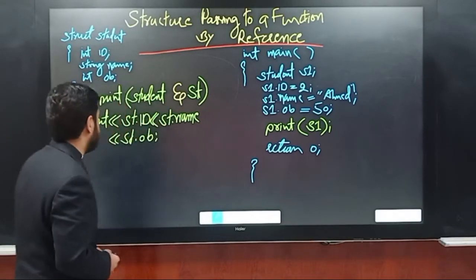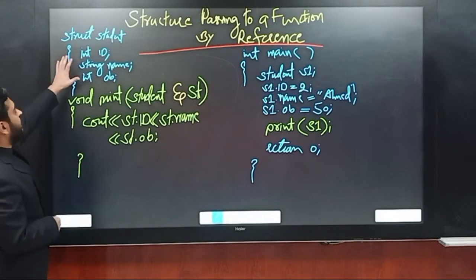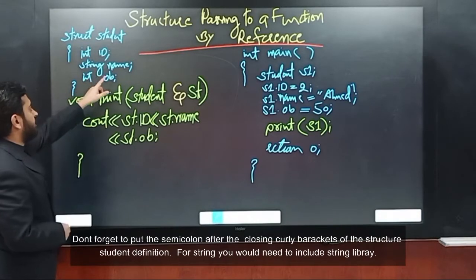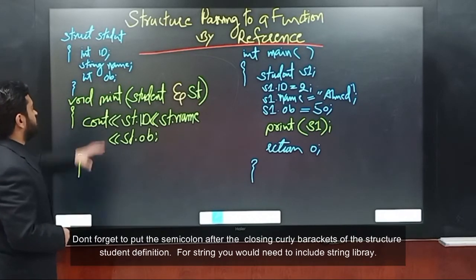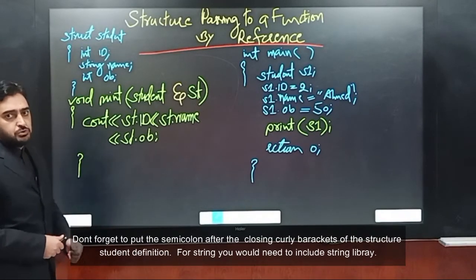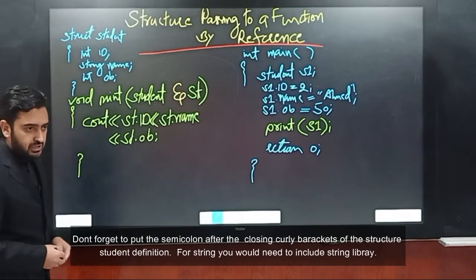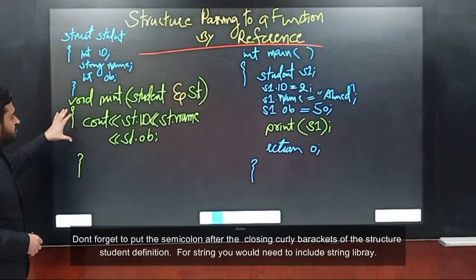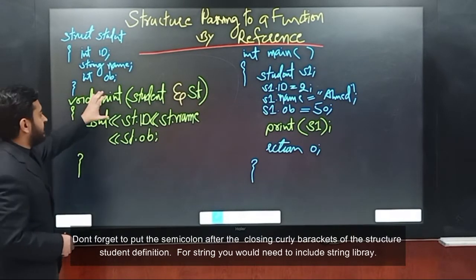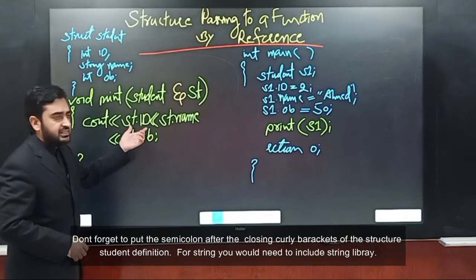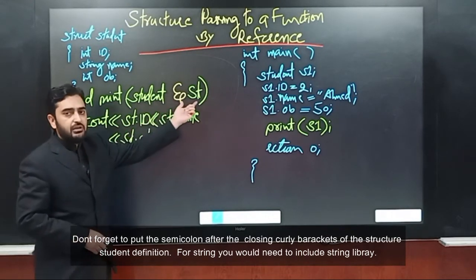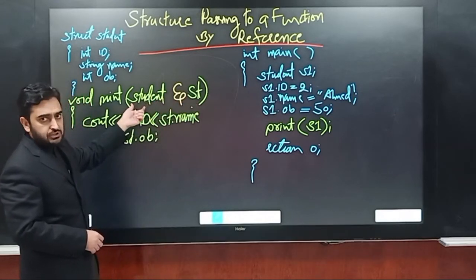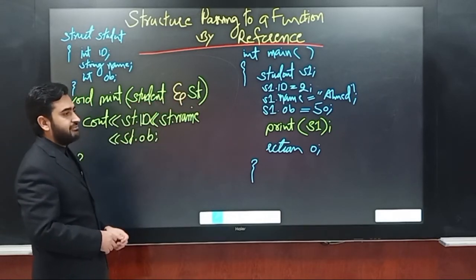You can see here we have a structure of student where we have ID variable, name, and OB. These are the data members of the student structure. Student is actually the user defined data type. Then we have a user defined function which prints the data members inside the object st. So st is of type student, and student is a user defined data type.